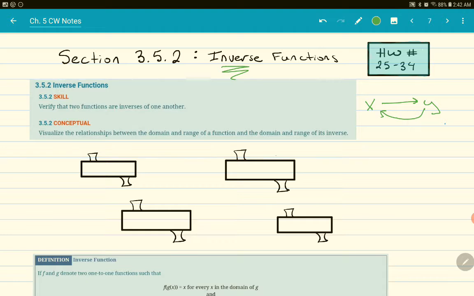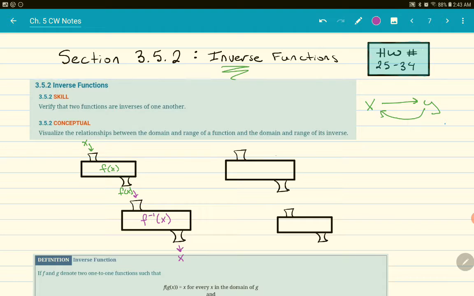So if we think back to our function machines, if I have a function here, let's call it f of x, and I plug in some input x, then my output is going to be f of x. Well, if I take that f of x and plug it into a new machine, and that new machine is actually the inverse function, which is notated like that with a -1 superscript, then I get that x back. That second machine is undoing whatever that first machine did.